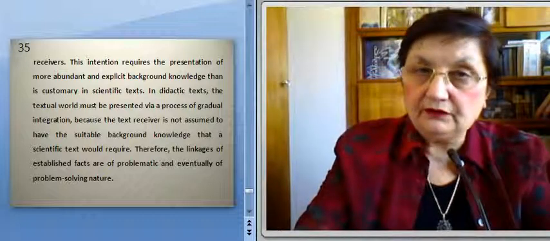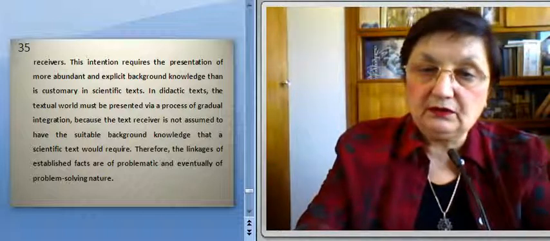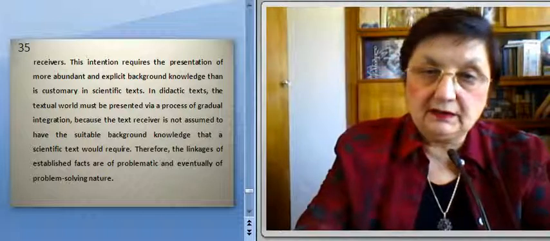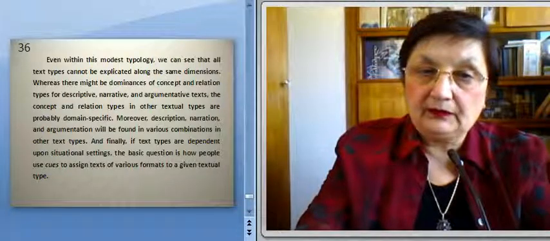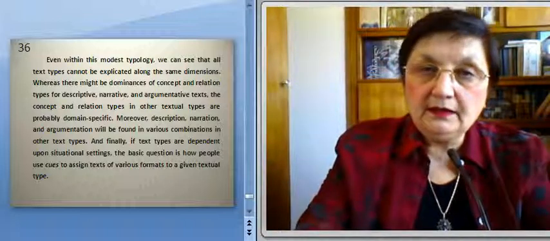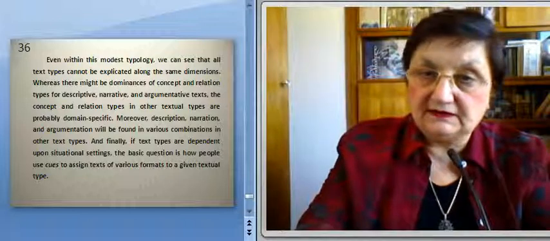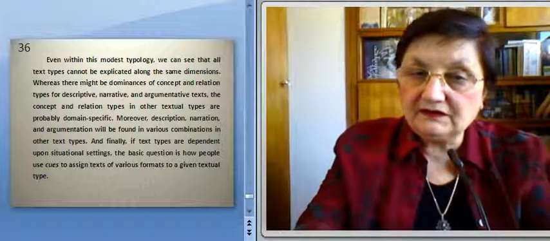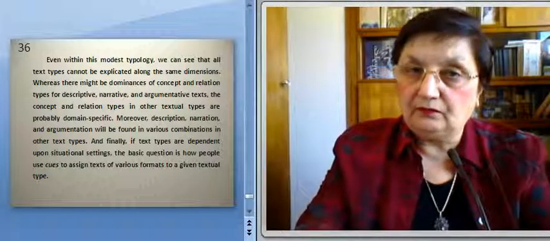Even within this modest typology, we can see that all text types cannot be explicated along the same dimensions. Whereas there might be dominances of concepts and relation types for descriptive, narrative, and argumentative texts, the concept and relation types in other textual types are probably domain-specific. Moreover, description, narration, and argumentation will be found in various combinations in other text types. And finally, if text types are dependent upon situational settings, the basic question is how people use cues to assign text of various formats to a given textual type.